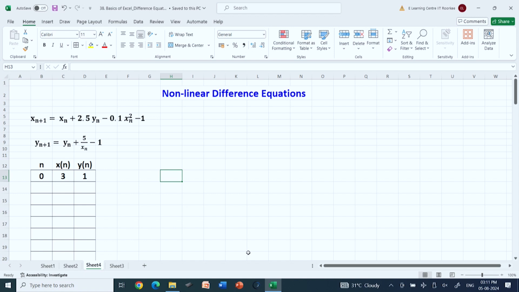We now solve a nonlinear difference equation with the help of Microsoft Excel. So, as you can see, the equation is xn plus 1 equal to xn plus 2.5 yn minus 0.1 xn square minus 1, and yn plus 1 equal to yn plus 5 by xn minus 1. Initially, we have taken that at n equal to 0, the value of x0 is 3 and the value of y0 is 1.